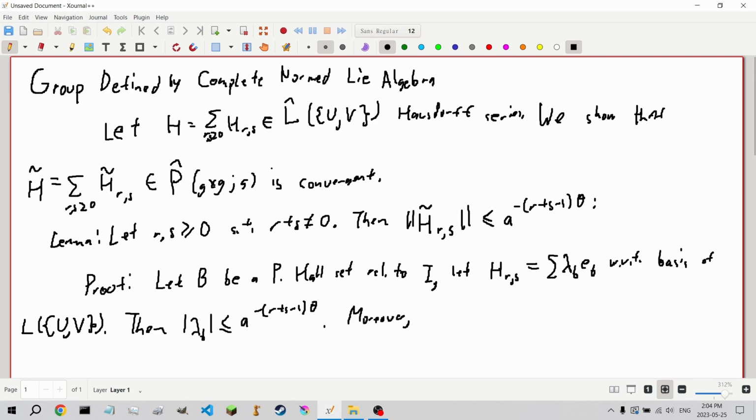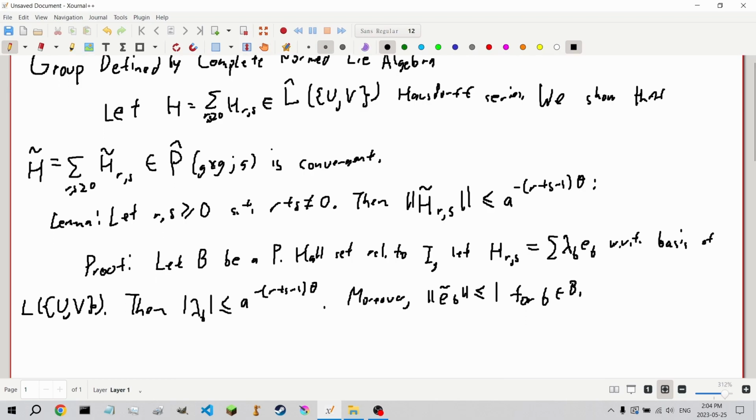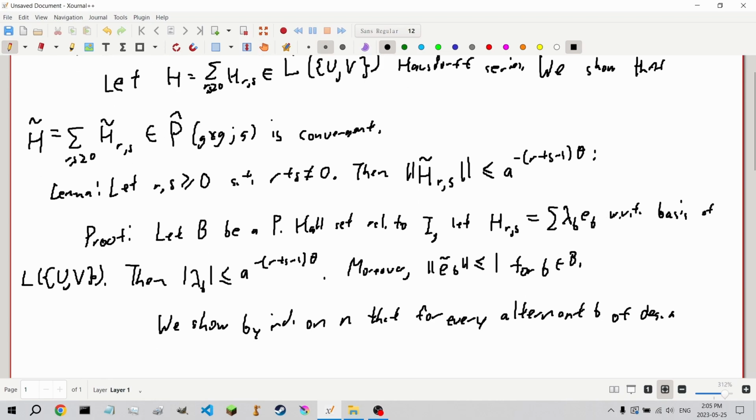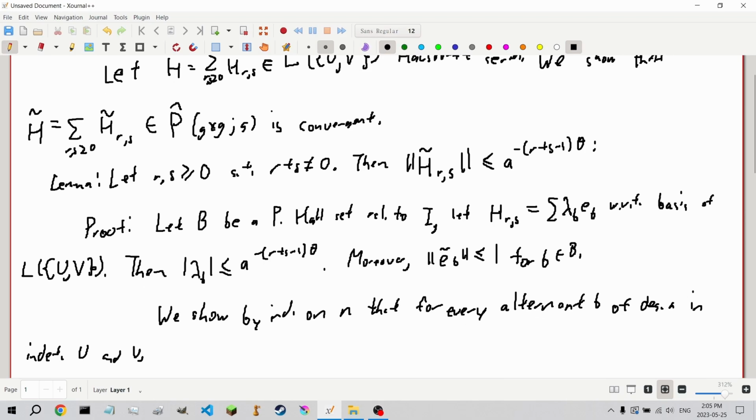Moreover, the size of each E B tilde is at most 1 for B in B. We then show by induction on n that for every alternate B of degree n in the indeterminates U and V, the norm of B tilde is at most 1.